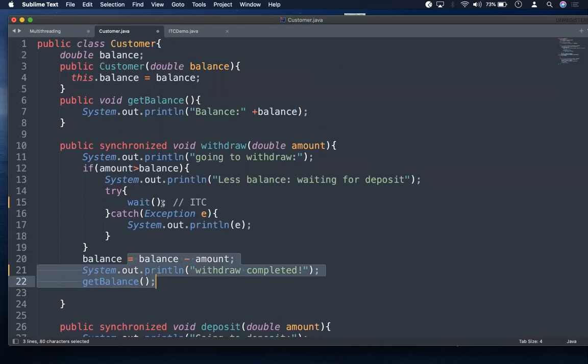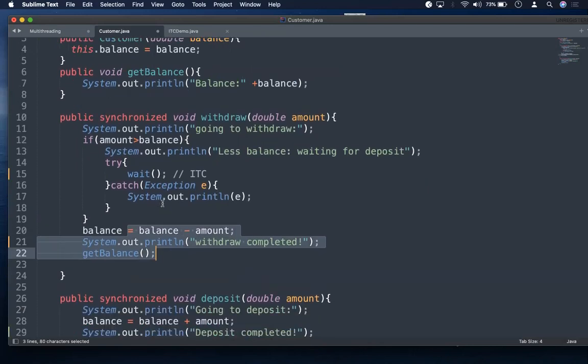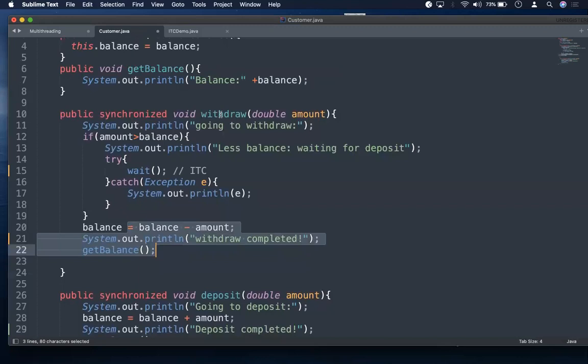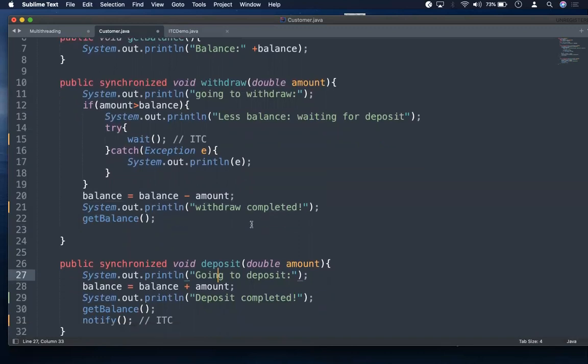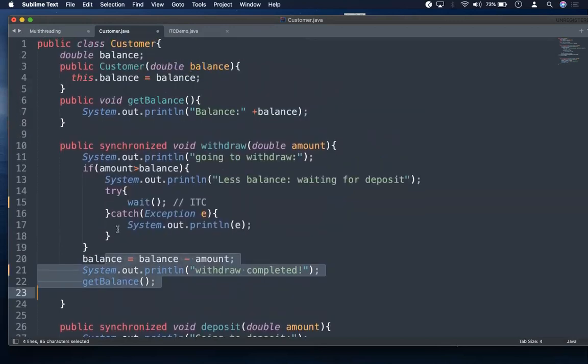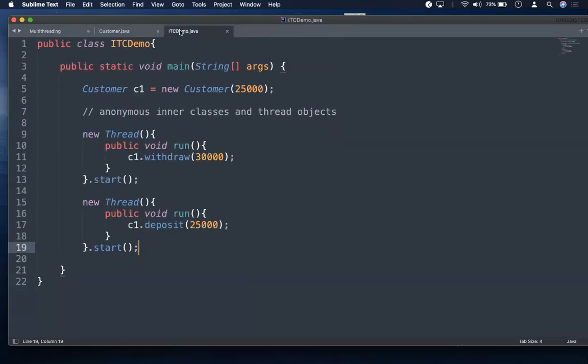Right? So in order to explain ITC, I have created this scenario where two threads, one thread is calling the withdraw method, another thread is calling the deposit method. But first the withdraw method will come, so it takes the lock, but there's no amount to withdraw, so it waits. That means it releases the lock and waits, and when the other thread comes and deposits the amount, it notifies. So only one thread is waiting, and that thread is notified and continues. Okay, so this is my business class, and here is my main class.